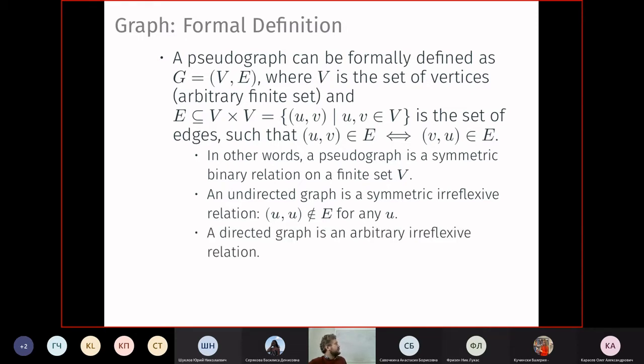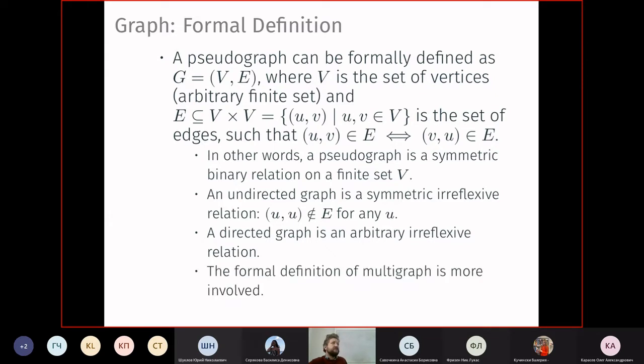For directed graphs, again, if you disallow loops, it should be irreflexive, but it is arbitrary, it is not required to be symmetric. So all other properties of relations are not imposed here. In particular, you do not require it to be transitive. So if you have U to V and V to W, it could be not U to W. A friend of your friend is not necessarily your friend.